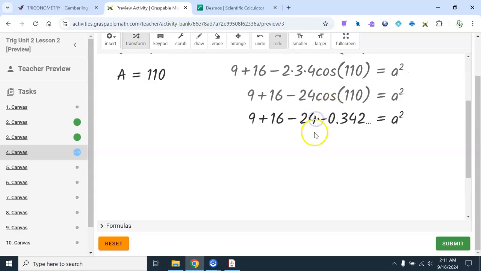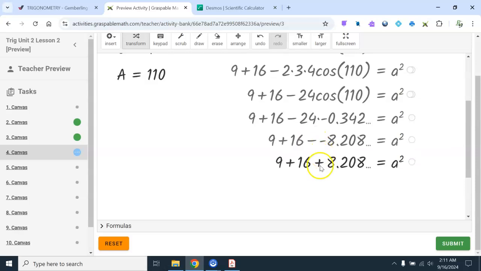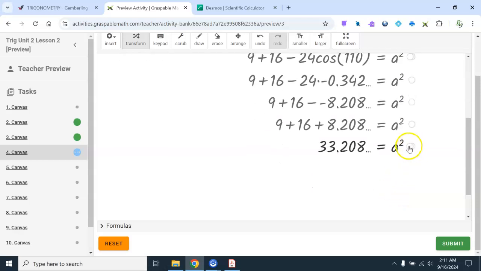So when I multiply this, I'm going to end up getting a positive answer here because you have a double negative, so it's an addition problem. So we end up with a final answer, again, that's going to be more than 25. So the final answer when we do the square root is approximately 5.763.